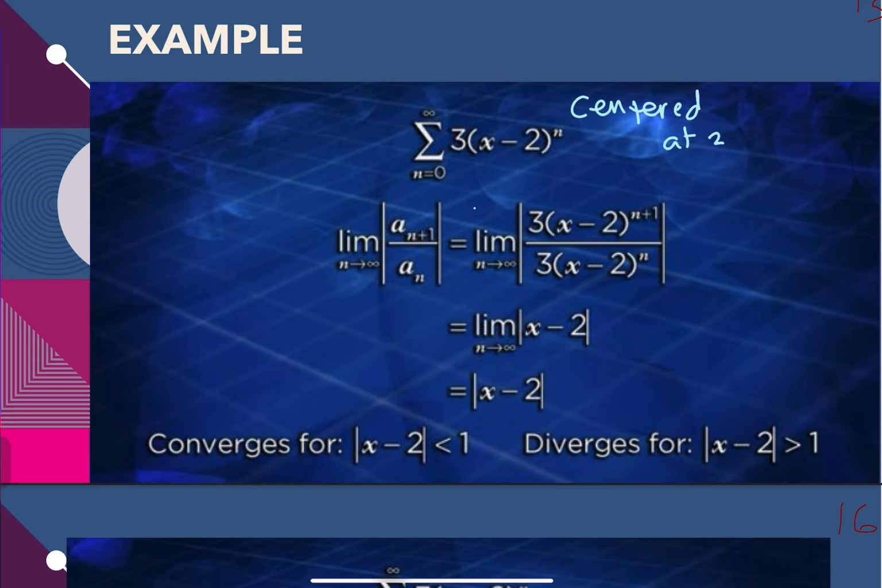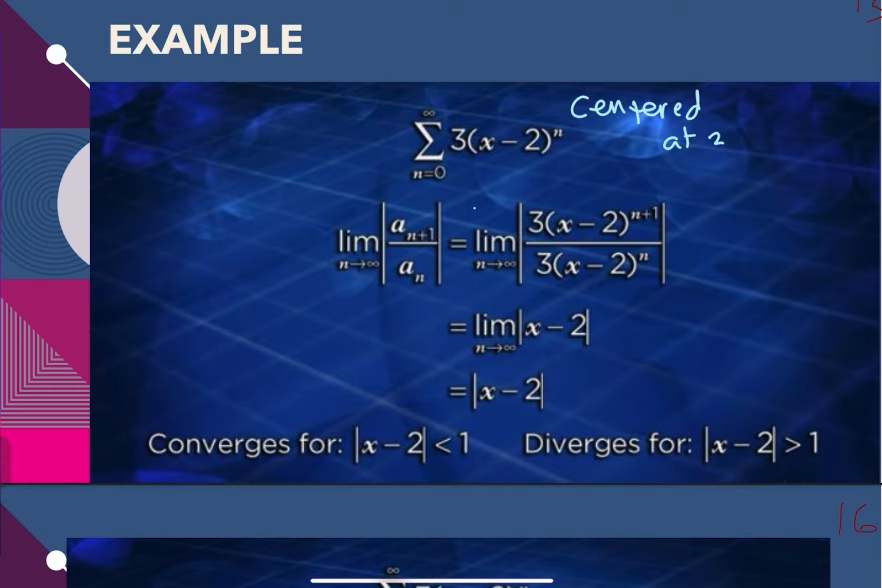Now, when we take the limit as n goes to infinity, there's nothing to do. There is no n in this expression, we only have x. So the answer is the absolute value of x minus 2, and this is considered a constant.